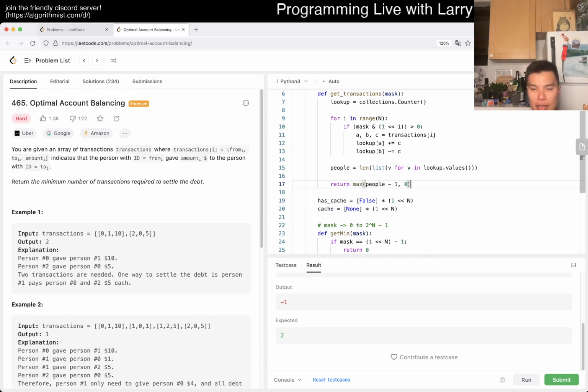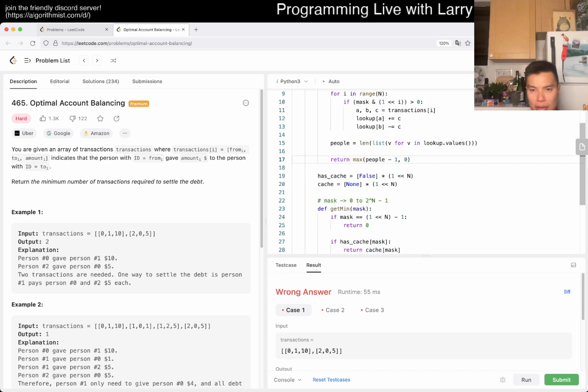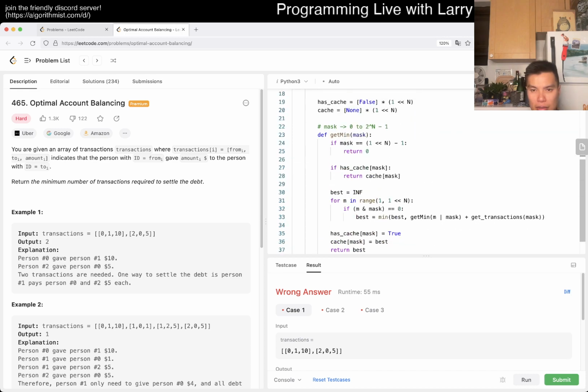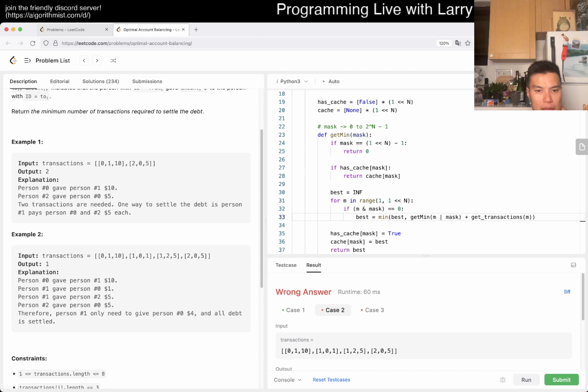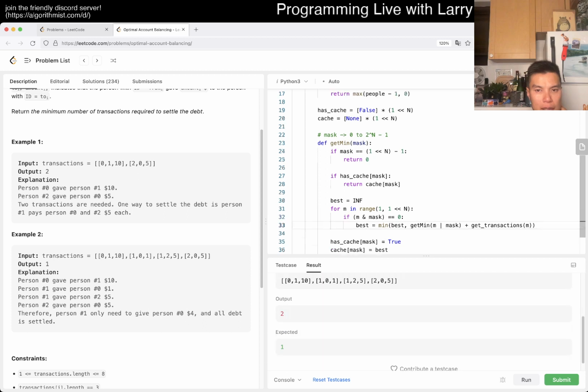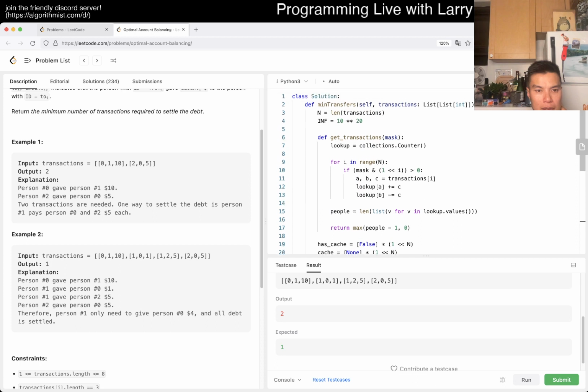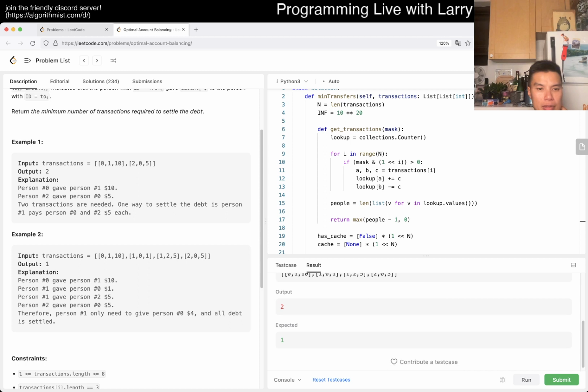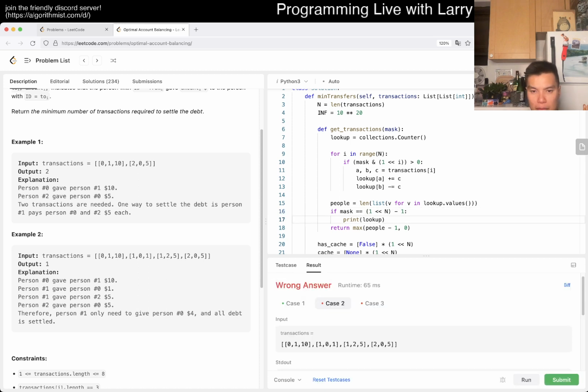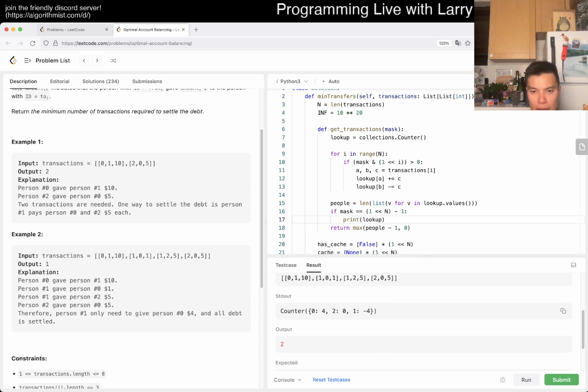Well, if they all net out, then it's just really zero, but I don't think that's the case, though. Oh, this is M, that's why. But why? Oh, three people. No, I mean, it should.